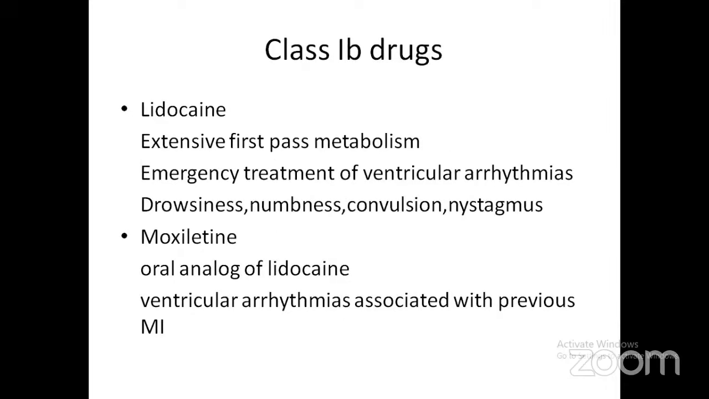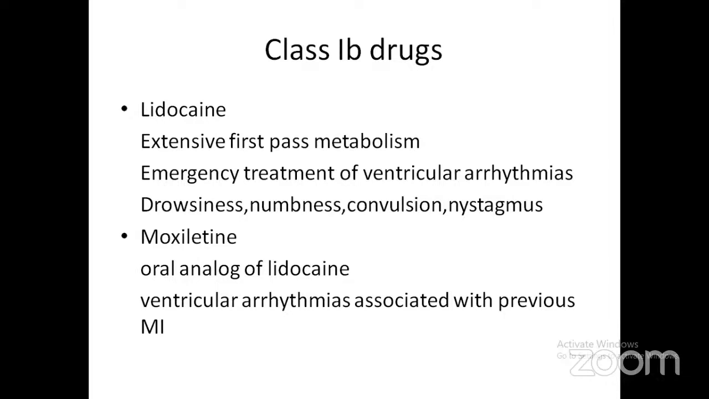Class 1B drugs, lidocaine is the model. It undergoes extensive first-pass metabolism. It is used in the emergency treatment of ventricular arrhythmias. It has no use in supraventricular arrhythmias. Side effects are mostly neurological: drowsiness, numbness, convulsions, nystagmus. Another example is mexiletine. It is an oral analog of lidocaine.